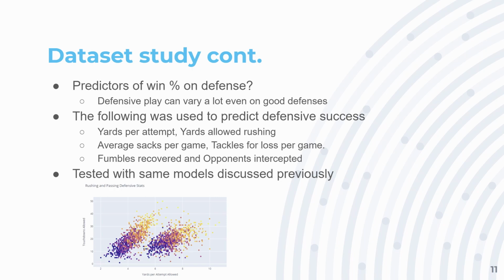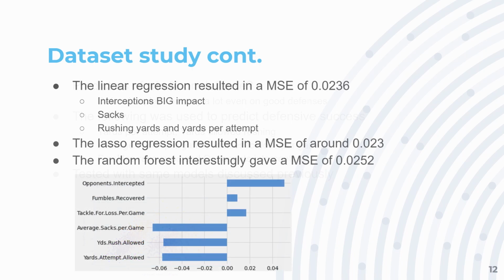Or a lower winning percentage if you're not doing well in those regards. So after standardizing the data and doing the training and test split, as we've mentioned before, the linear regression model resulted in a mean square error of 0.0236. And as you can see in the diagram here, the biggest predictor is actually the amount of interceptions that the defense was able to get. This ended up having the largest impact towards winning percentage in a positive sense.